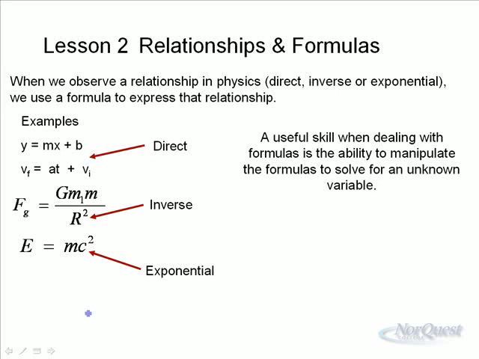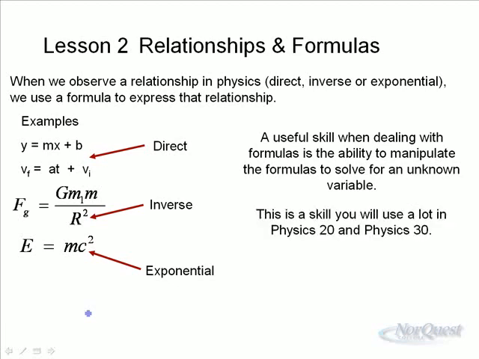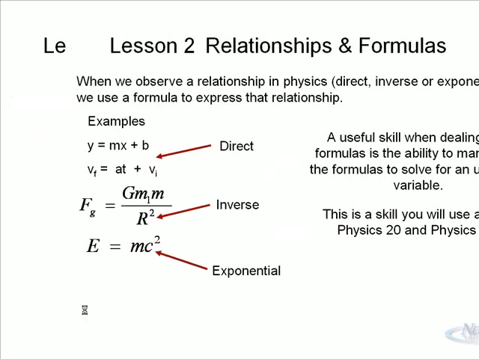Now, one of the things that we do with these relationships, once we've established which one we're working with in a particular situation or experiment, is we want to take the given formula and possibly manipulate it into a new form. This is a skill that you use a lot in Physics 20 and 30. So let's take a look at how that skill starts and how you can develop it.